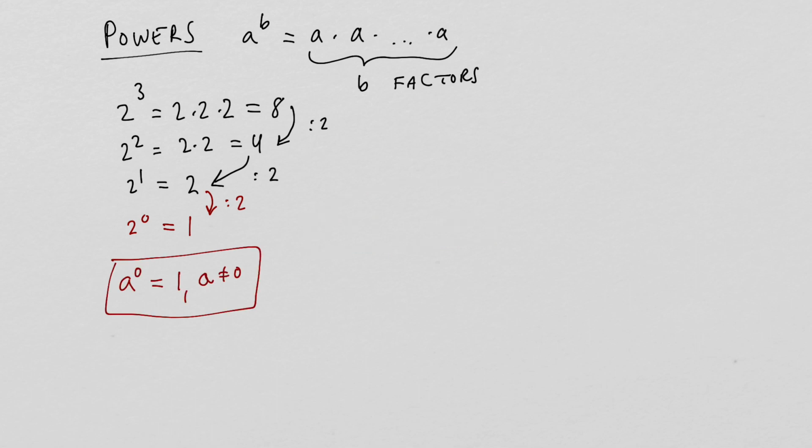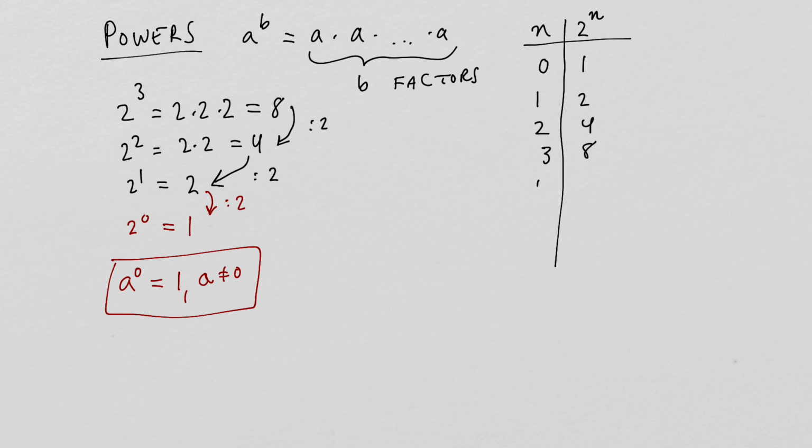Let's practice by calculating some powers of 2. Let's make a table with numbers n and 2 to power n. We already know that 2 to power 0 is 1, 2 to power 1 is 2, 2 to power 2 is 4, and 2 to power 3 is 8. 2 to power 4 would be 2 times 8, which is 16.